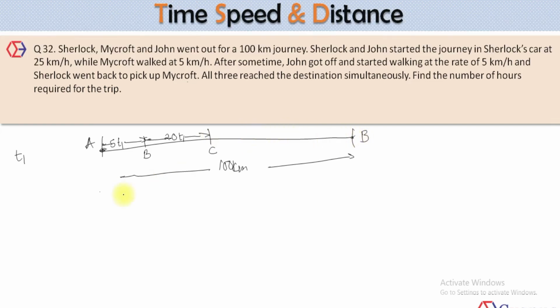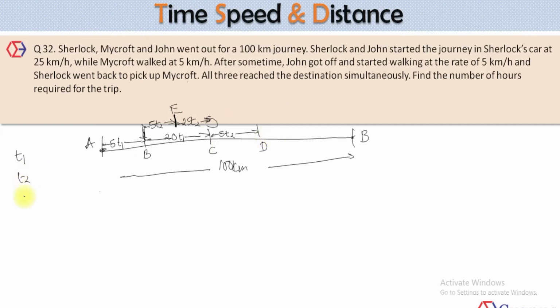The destination. Let's say Sherlock will keep on moving for T2 more hours to pick the second person, Mycroft. That means for T2 hours, this person who's at B, Mycroft, will cover how much? 5 T2. And Sherlock will cover how much? 25 T2. And John will cover how much in T2 time? 5 T2. Now he'll reach a point E when Sherlock will pick Mycroft at point E. Now all of them will start moving towards B and they'll reach simultaneously.